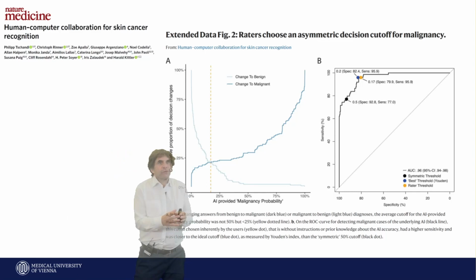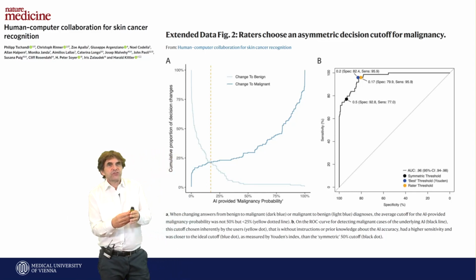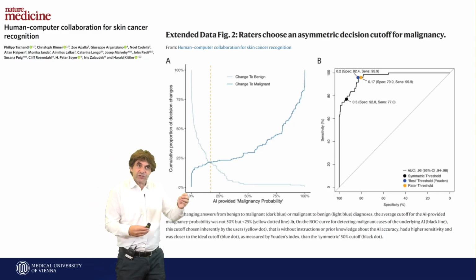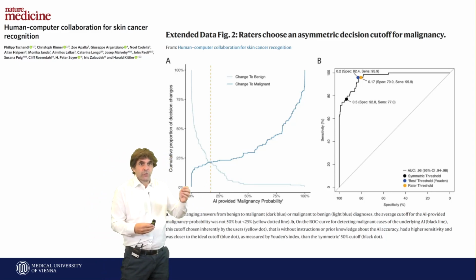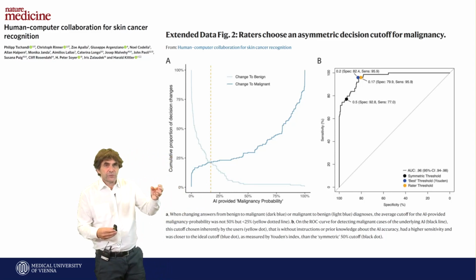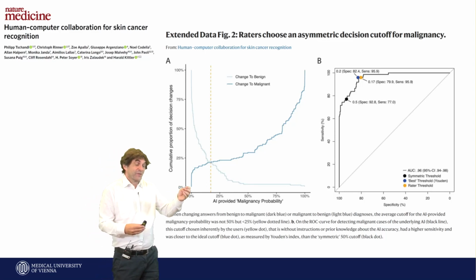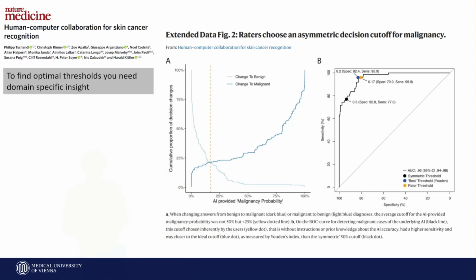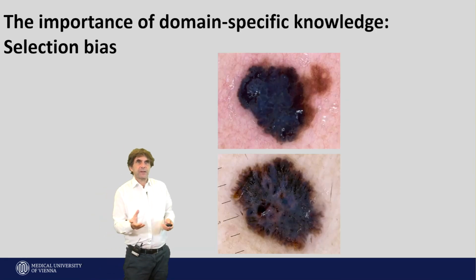And it is also, of course, more detrimental to make a mistake in one direction. For example, if you overlook a melanoma, it is worse than if you biopsy a benign lesion to rule out melanoma. If you overlook a melanoma, the patient may die. If you biopsy a benign lesion, it's only a scar. So to find optimal thresholds, you need domain-specific insight.